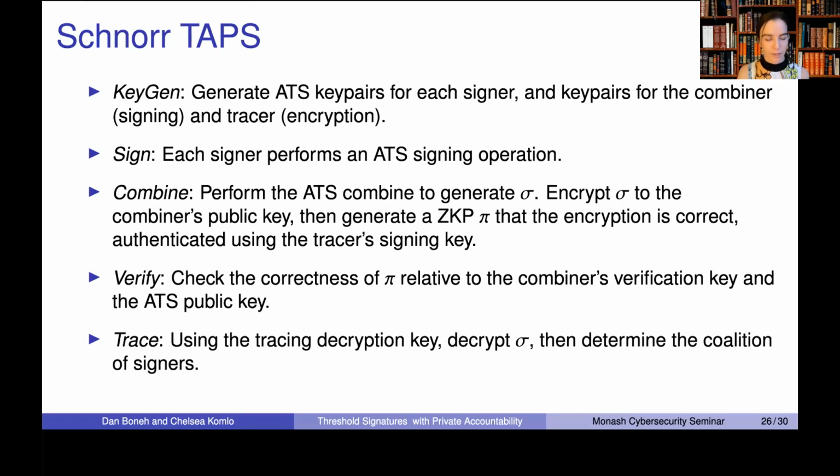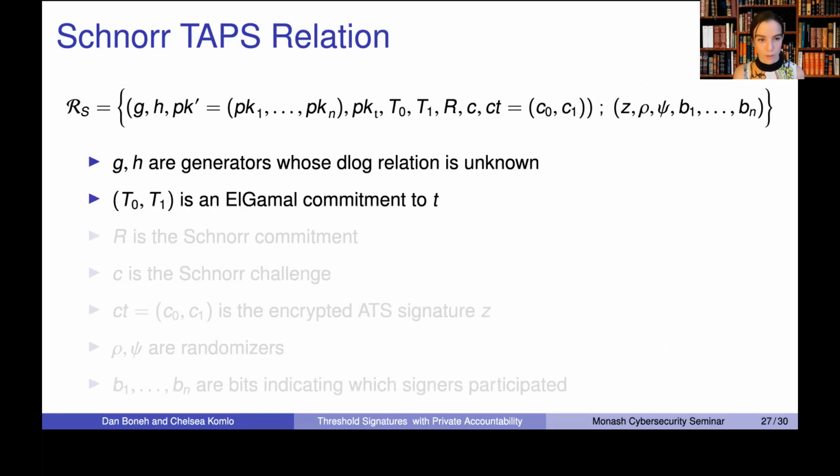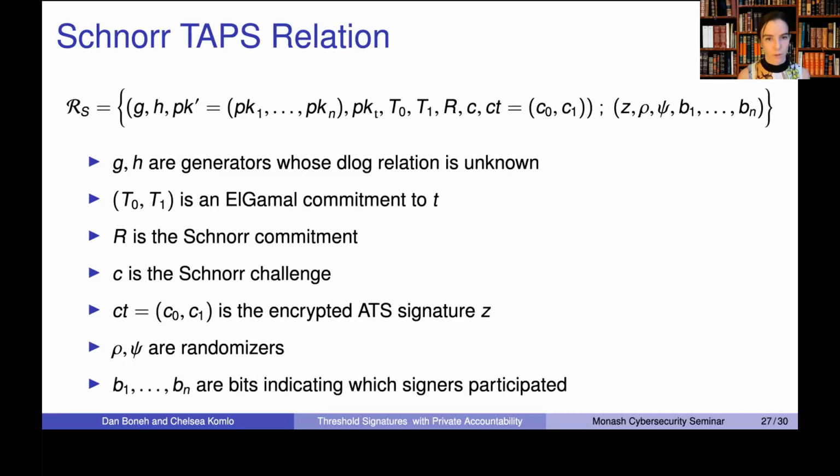So in a nutshell, that's basically how our Schnorr TAPS works. We don't have to go into every element here, but I just want to show you how simplistic our relation is for this zero knowledge proof. So basically, in order to generate this proof pi, the relation takes the generators, the LGML commitment to the threshold, the Schnorr commitment, the Schnorr challenge, this ciphertext, which is an encrypted ATS signature, randomizers, and then bits indicating which signer signed. So these are the inputs to generate the zero knowledge proof.